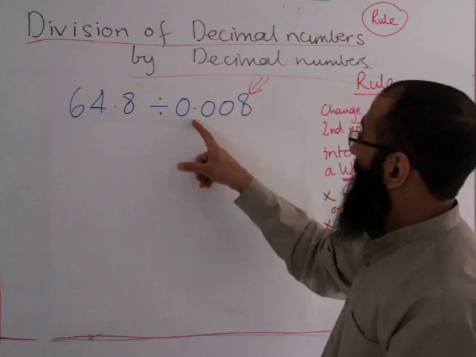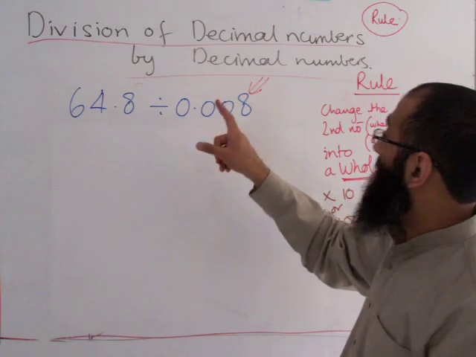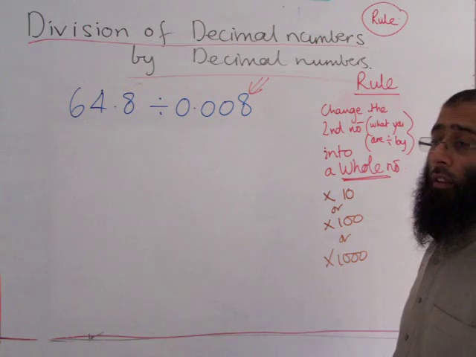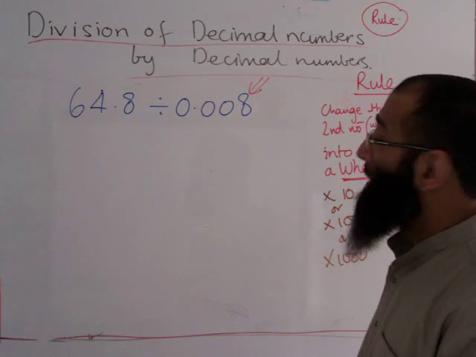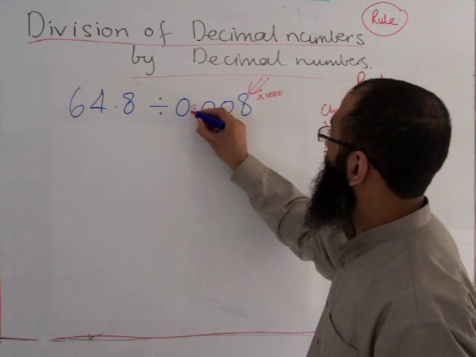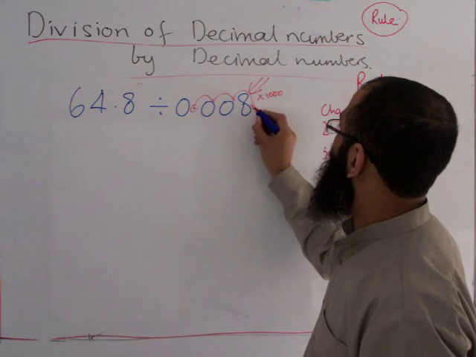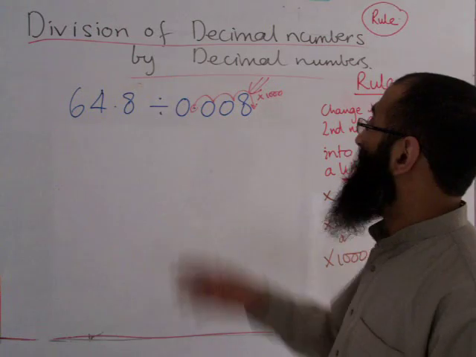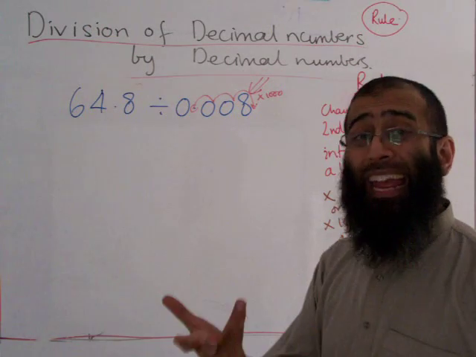Now, how many times do I need to move the decimal point? I'm going to get the decimal point from here to there. You've got to move it. How many times? 3 times. So we have to multiply this number by 1,000. So 1, 2, 3. So now 0.008 has become 8.